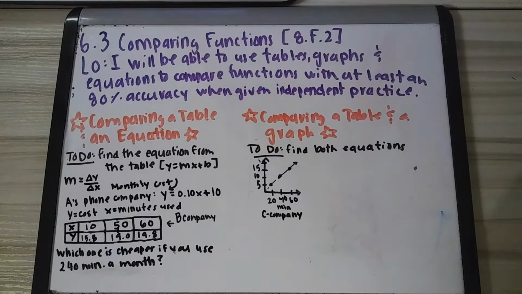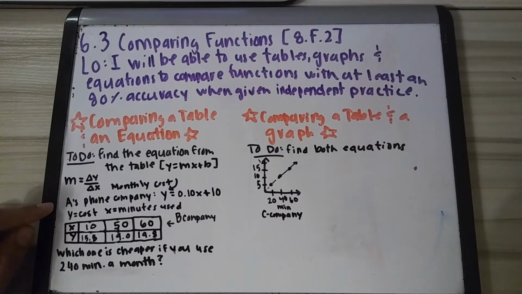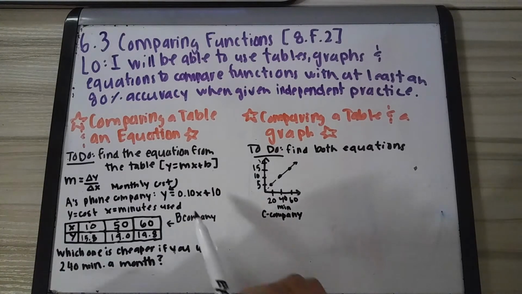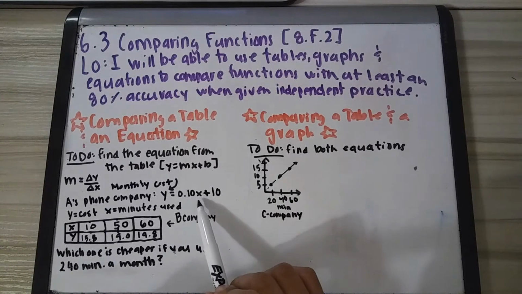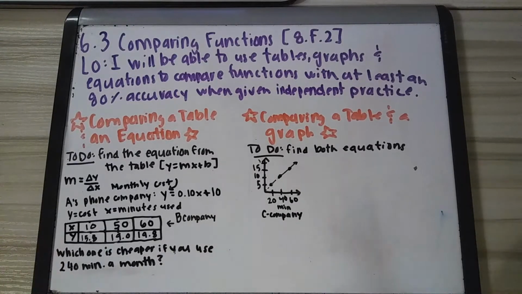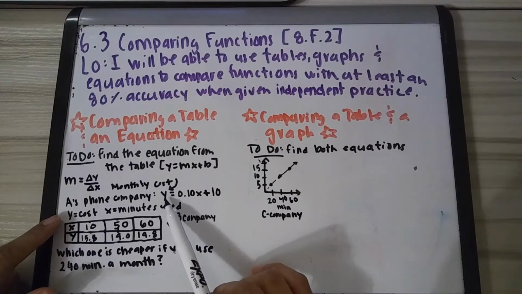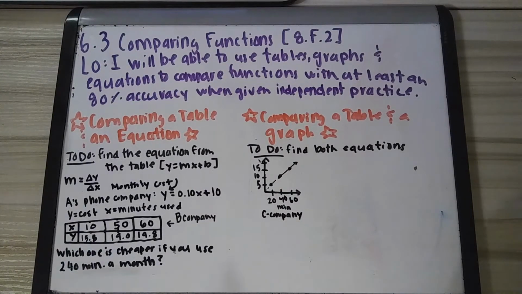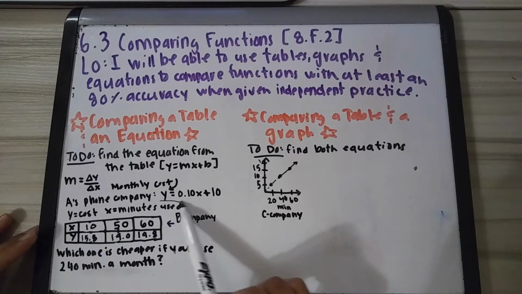So the first one, we're going to compare a table with an equation. So what we need to do is find the equation of the table given. In this case, we're going to pretend that we have two different phone companies. We have a phone company who charges 10 cents for every minute that you talk, and then $10 just to start you off a month. So again, the y is going to be the total cost for the month, and the x is going to be the number of minutes that I'm using on my phone. So this is the equation for company A.